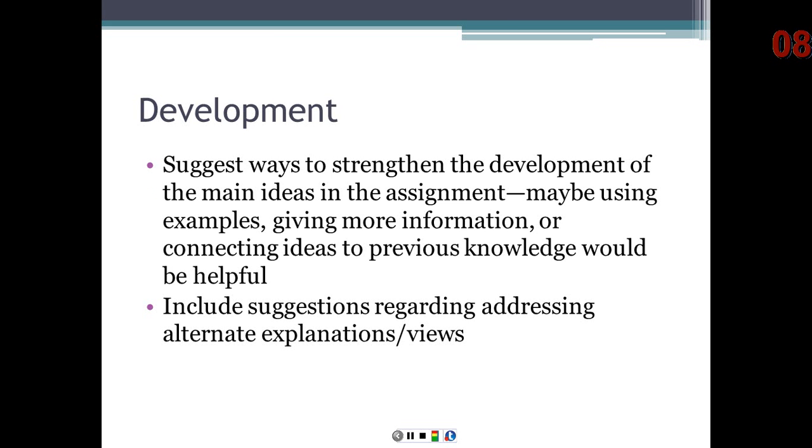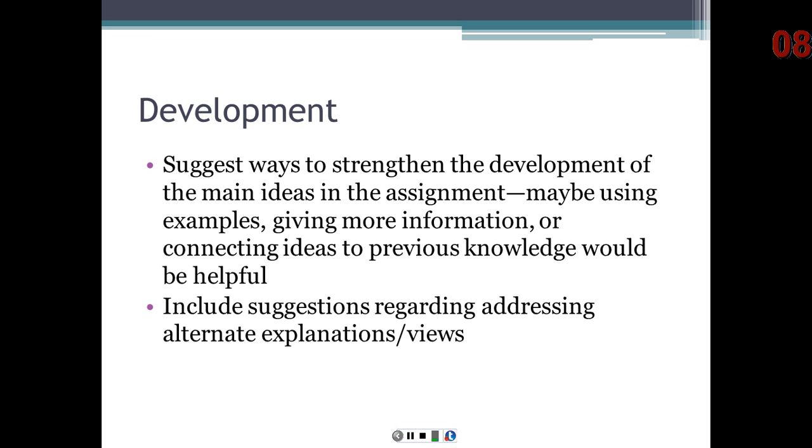For development, in addition, of course, to the bulleted points on the rubric, you might want to suggest ways to strengthen the development of the main ideas in this assignment. So you might use examples, you might say you need to give more information, you might say they could connect ideas to previous knowledge, and that would be helpful. However, whatever would help to strengthen the development and make sure it's fully developed, you need to make sure you're giving them examples. And also you could include suggestions regarding addressing alternate explanations or views.